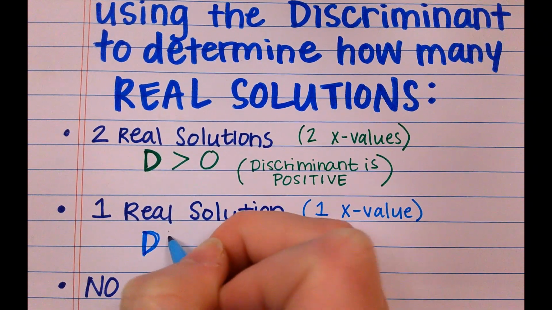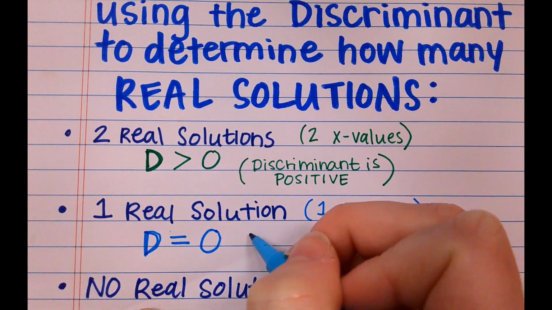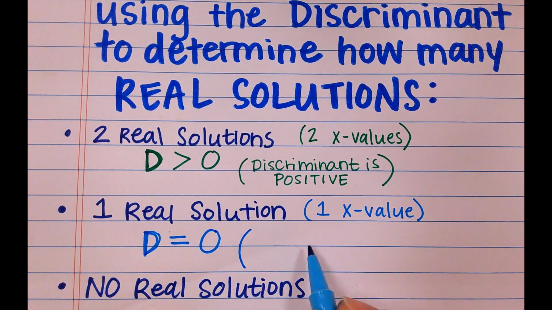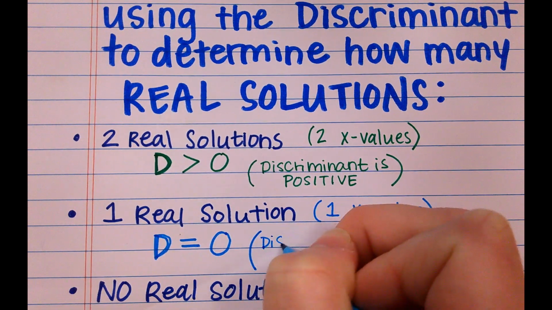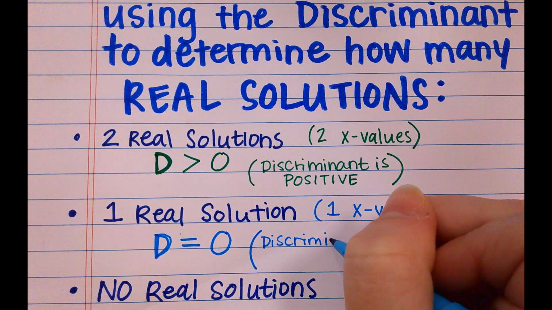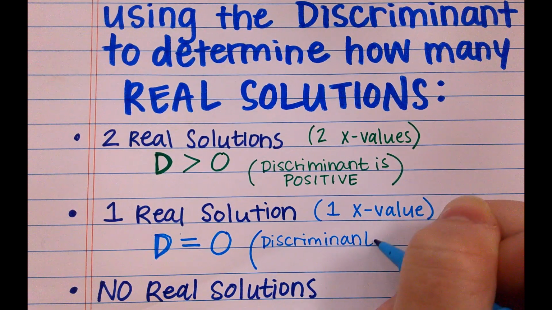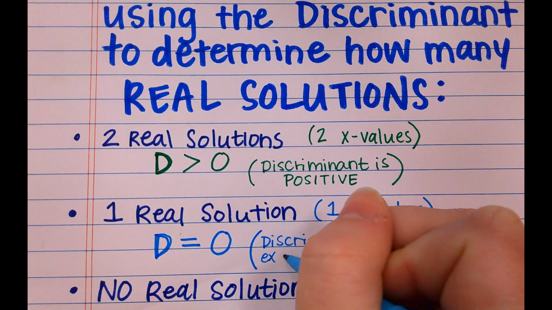Discriminant equals 0. This means the discriminant is 0. That's the number you get for the discriminant. And we'll do some examples of these as well. So the discriminant is exactly 0.